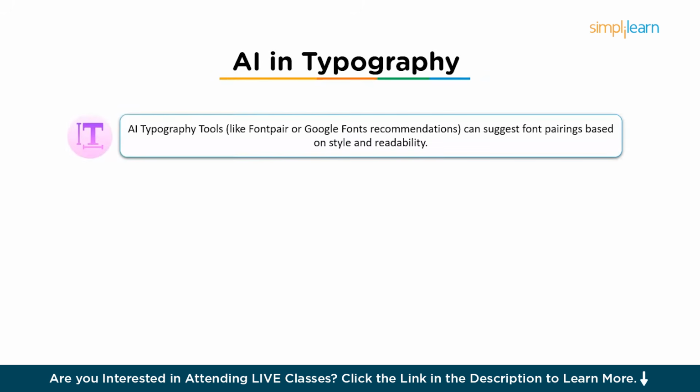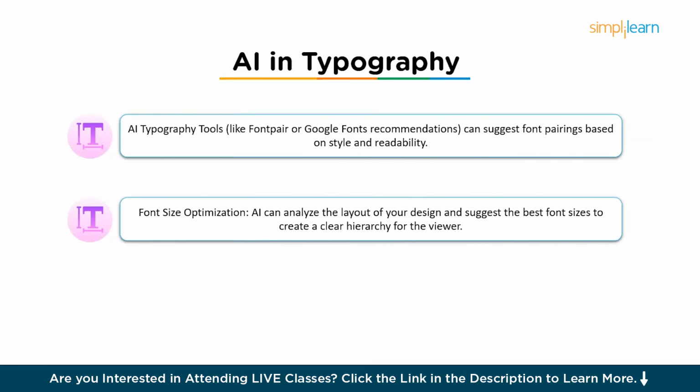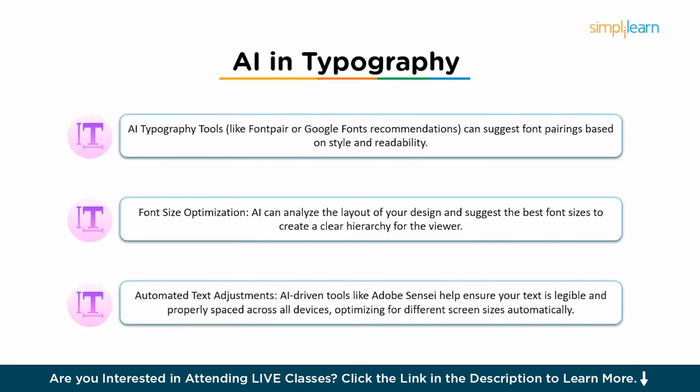AI typography tools like FontPair or the Google Fonts recommendations can suggest font pairings based on the style and readability. Then we have font size optimization. AI can analyze the layout of your design and suggest the best font sizes to create a hierarchy for the viewer. Then we have automated text adjustments. AI-driven tools like Adobe Sensei help ensure your text is legible and properly spaced across all devices, optimizing for different screen sizes automatically.